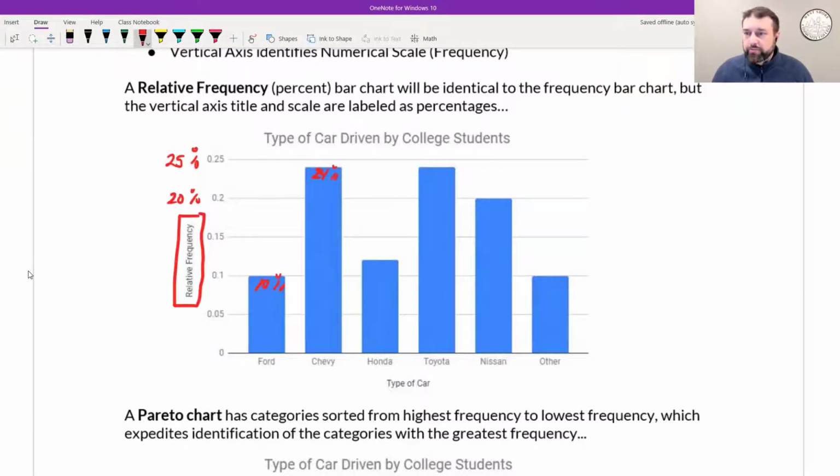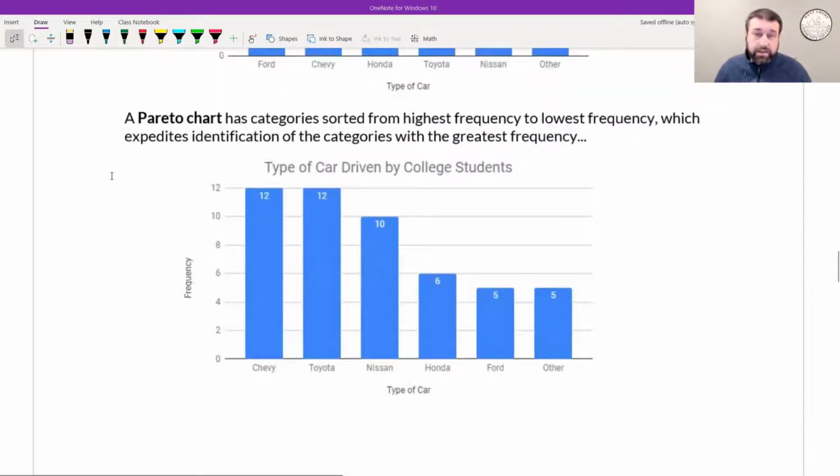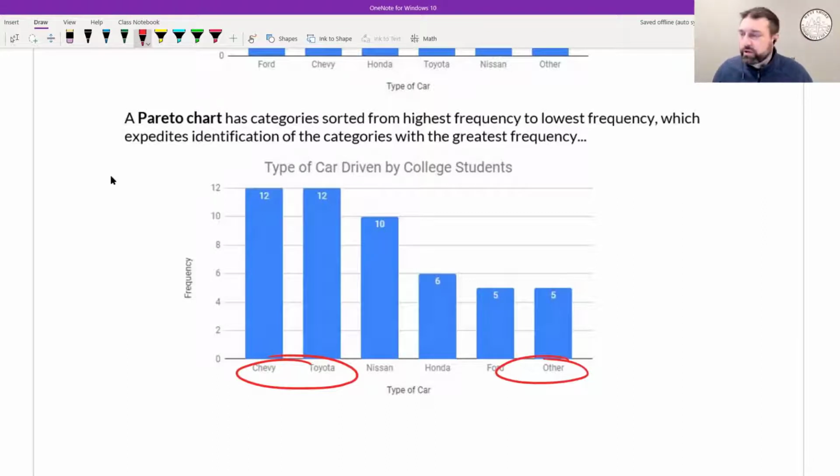There's one more graph that we talked about, organizing a little bit better, which would be a Pareto chart. And in a Pareto chart, what you do is you take the information from the bar graph and you organize it from greatest to least. So the very first categories are the most frequent, and the categories at the very end are the least frequent, okay?